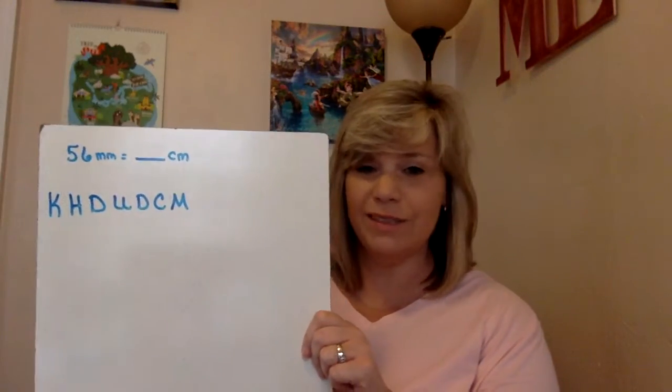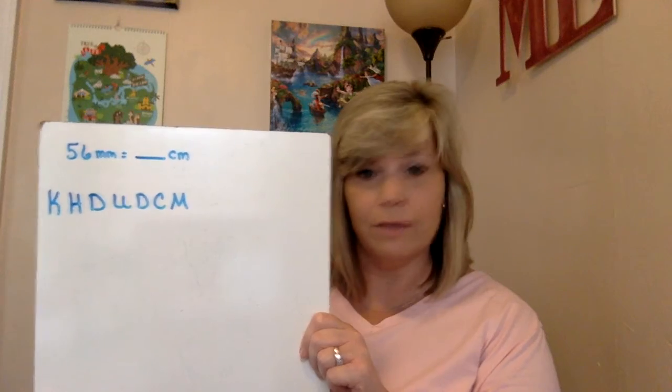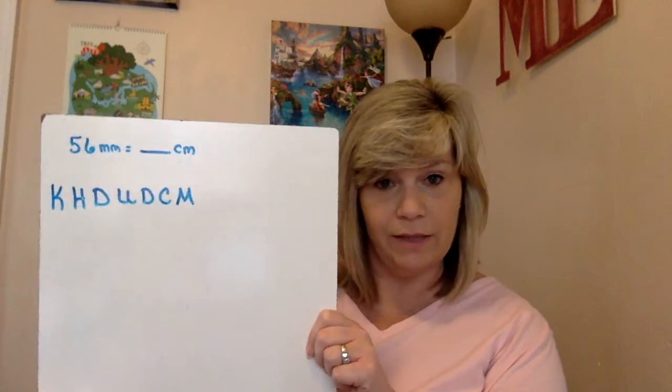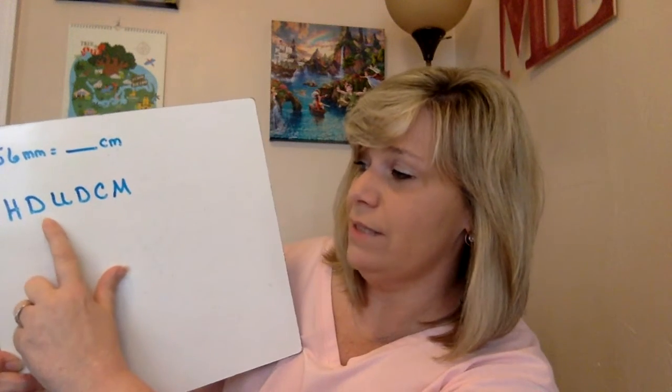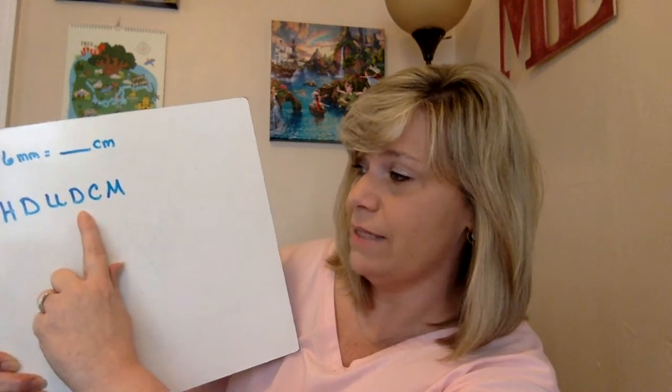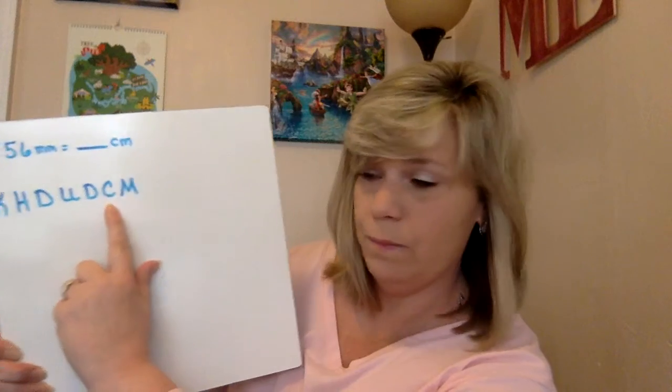So I think of my silly sentence. King Henry doesn't usually drink chocolate milk. Now when I finish, I should have 1, 2, 3, 4, 5, 6, 7 letters. If you don't have those 7 letters, you left something out. So look at that. King Henry doesn't usually drink chocolate milk, but I didn't write the whole sentence, did I? Just the letters. Now let's go back over what they mean. Kilo, hecto, deca, unit, deci, centi, milli.